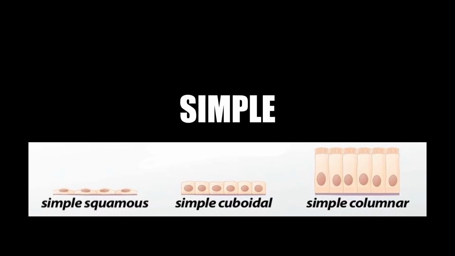Picture two in the diagram, if the height, the width, and the depth of the cell are about the same, then it is classified as a simple cuboidal epithelium. In picture three of the diagram, if the height is far greater than the width, then it is classified as a simple columnar epithelium.